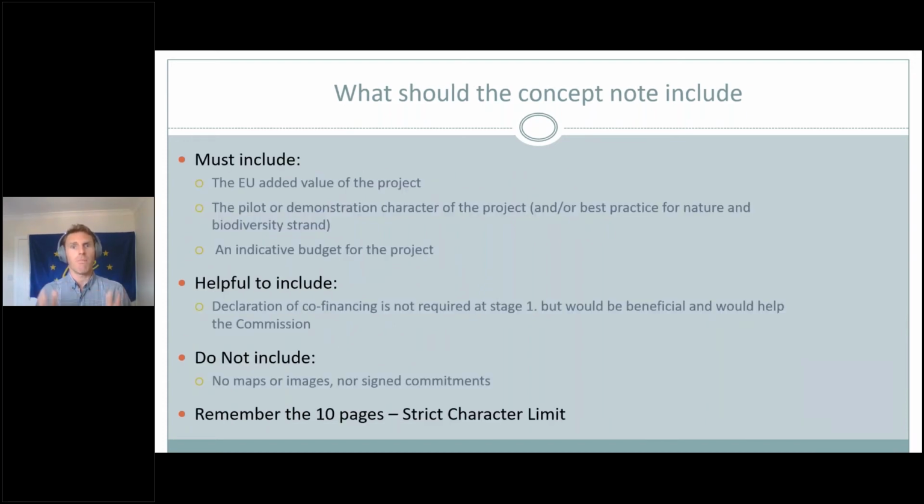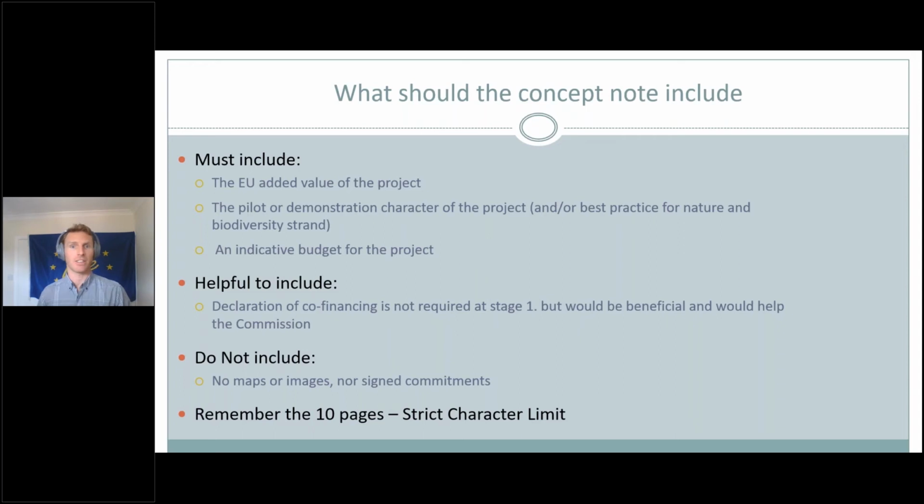Your concept note must also demonstrate the EU added value of the project, understood at this stage as a contribution to the LIFE priorities and objectives. You need to decide on the project character. For example, is it a pilot or a demonstration character for environmental resource efficiency projects? Or in the case of nature and biodiversity projects, best practice character. And then you'll have to have an indicative high-level budget.